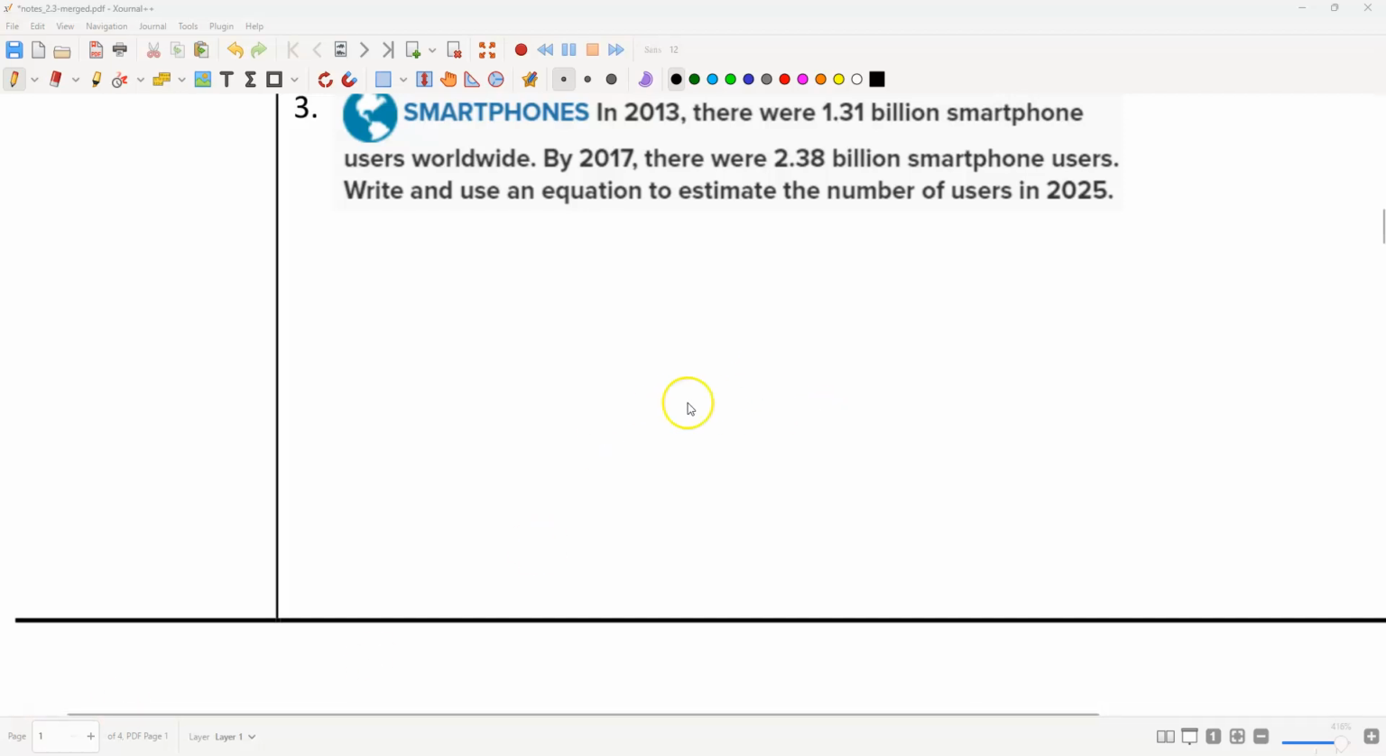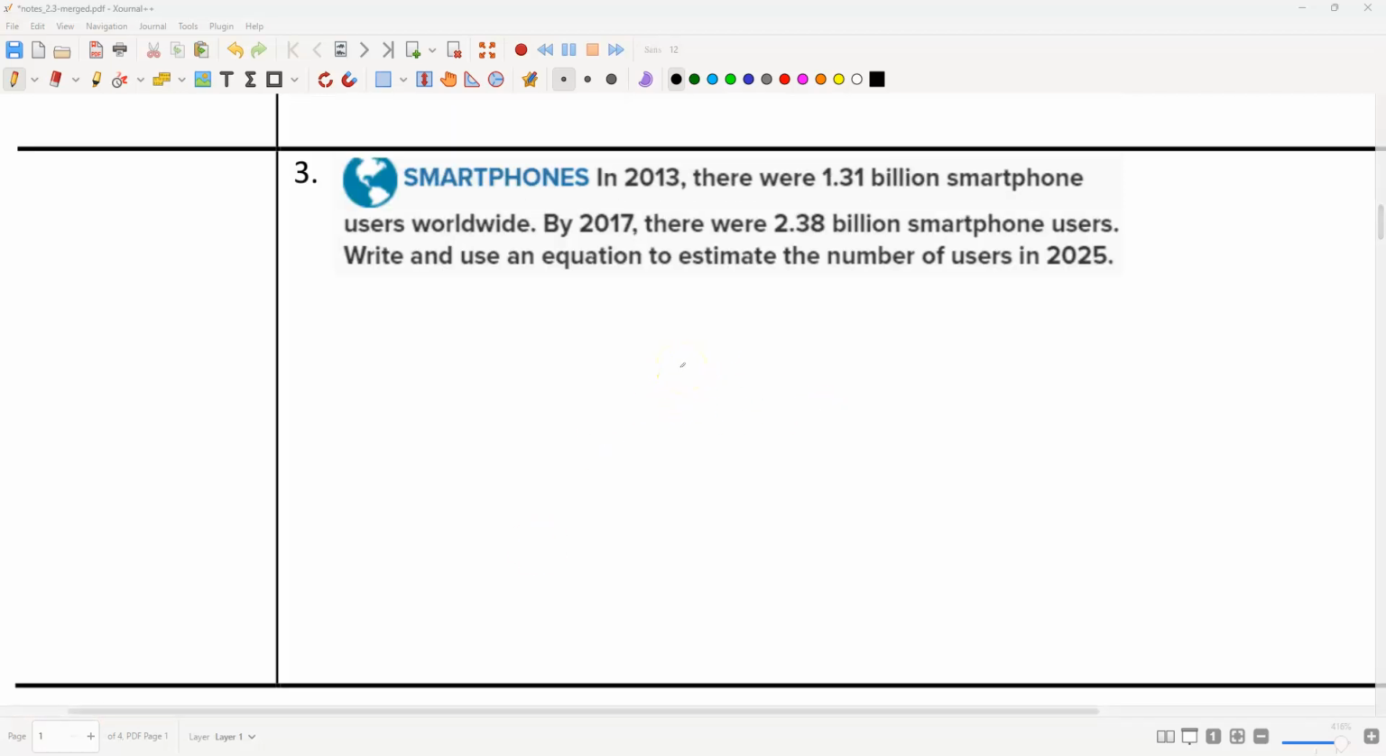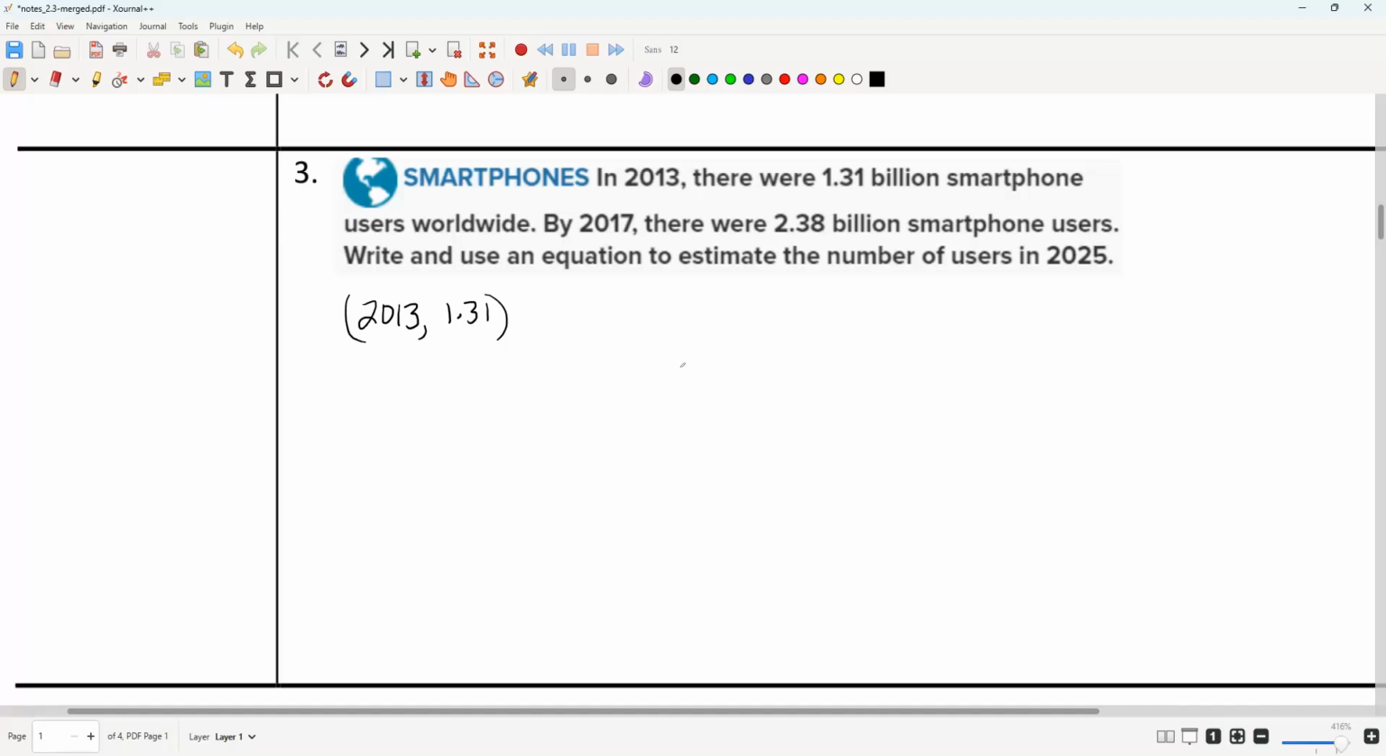Let's take a look at this word problem where we have to write a linear equation from it and then make a prediction from it. So this problem gives us some information. It says in 2013 there were 1.31 billion smartphones. And then it also tells us that in 2017 there were 2.38 billion smartphones. And it says write and use an equation to estimate the number of users in 2025.